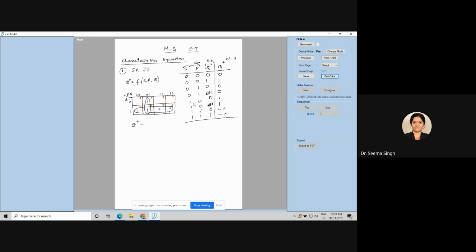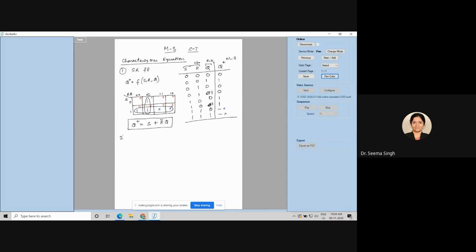This row will give you S, right? So S plus. And what will this column give you? It is R bar Q. R is 0, Q is 1. So this will give you R bar Q. So this becomes your characteristic equation of SR flip-flop. I hope it is clear to all of you. It will become the characteristic equation of SR flip-flop.